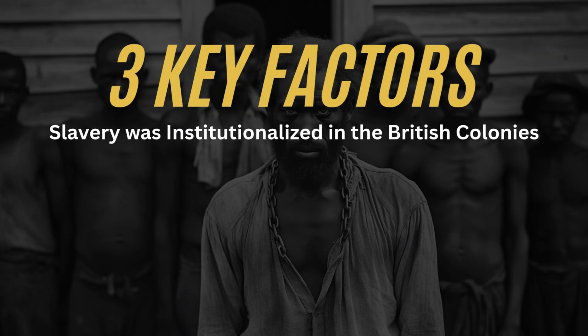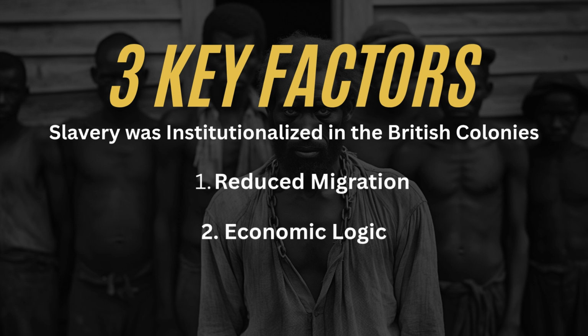Several key factors solidified slavery as a long term institution in colonial America. First, there was reduced migration. As wages increased in England, fewer people were willing to risk the harsh life of an indentured servant in the colonies. Second, economic logic played a role. While indentured servants only worked for a few years, enslaved Africans could be exploited for their entire lives, and their children too. Over time, this made enslaved laborers more cost effective for plantation owners.